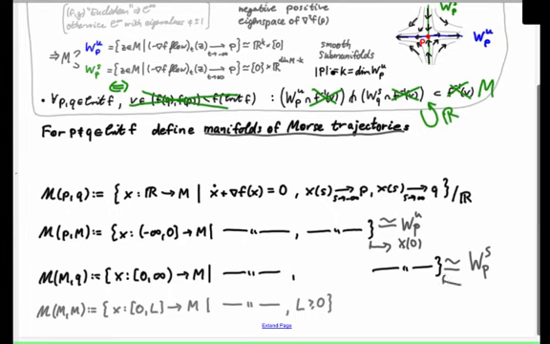Same thing here. So, if I believe that the unstable and stable manifolds were smooth submanifolds of my ambient space, then this gives these trajectory spaces a smooth structure.